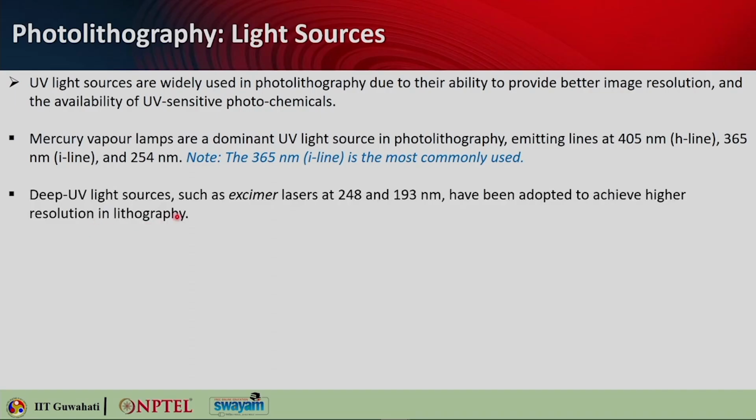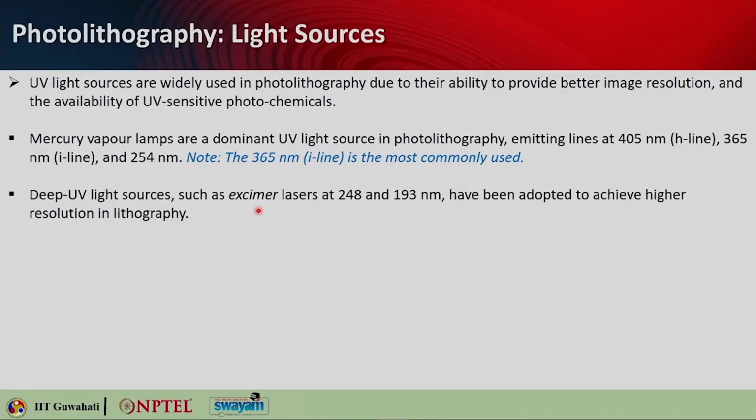Now, deep UV light sources such as excimer lasers, which operate at 248 and 193 nanometer, are also adopted to achieve higher resolution. So, the shorter the wavelength, okay, the deeper you move into the UV, you are able to achieve higher resolution. Now, if you look into excimer lasers, the name is a short form for excited dimer laser.